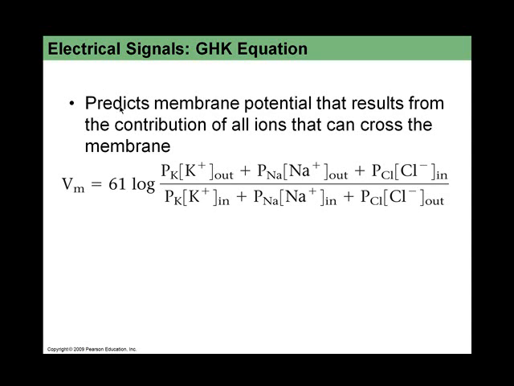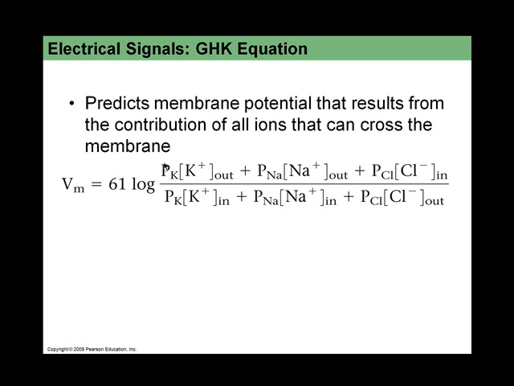This equation predicts the membrane potential that results from the contribution of all ions that can cross the membrane. As you will note in the text, calcium should be included in this consideration, but rarely does calcium contribute to the membrane potential. So its permeability typically, even though the concentration gradient might be quite robust, is negligible.